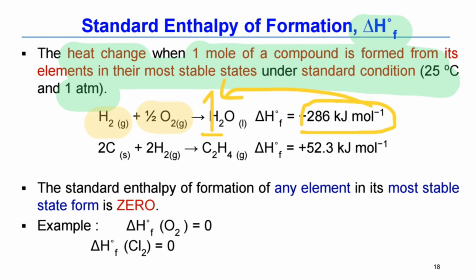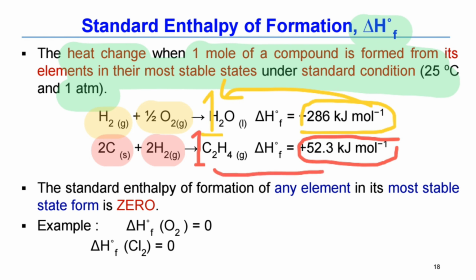Another example is formation of 1 mole of ethene. Ethene is formed from its elements carbon and hydrogen gas. The value of enthalpy given is referring to formation of 1 mole of ethene.